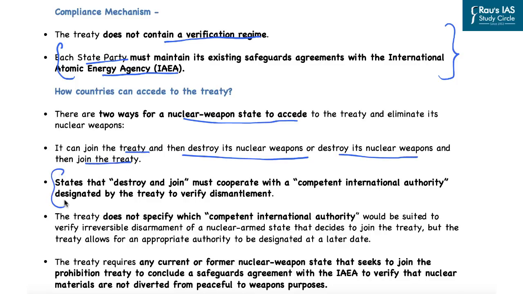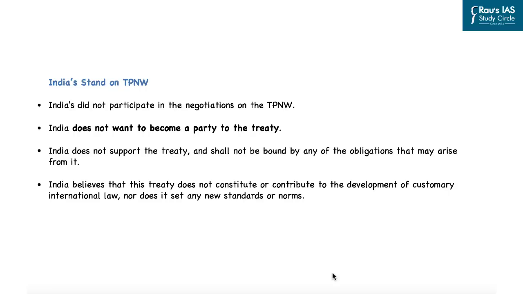So states that destroy and join must cooperate with a competent international authority designated by the treaty to verify disarmament or dismantlement. However, it does not clearly specify which is this competent international authority. That is one of the issues in the functioning of the TPNW. However, it only states that any current or former nuclear weapon state, if it wants to join this particular treaty, will have to conclude a safeguard agreement with International Atomic Energy Agency. That is it. And lastly, let us look at what is India's stand on the TPNW.